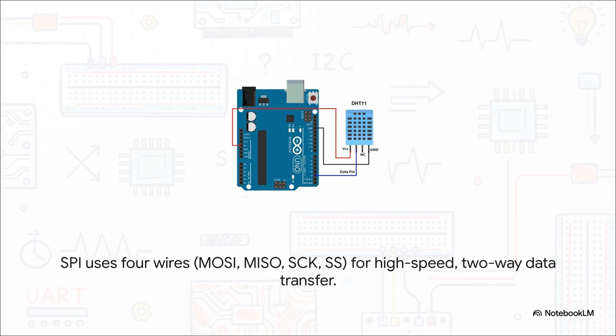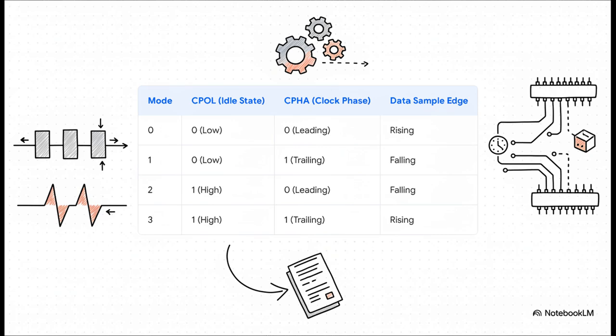The master uses this line to tell one specific slave, "Hey you, I'm talking to you now." One last quick thing on SPI. It can get a little tricky because there are 4 different modes.